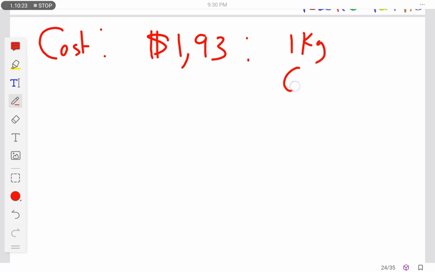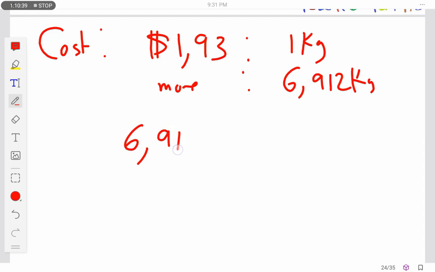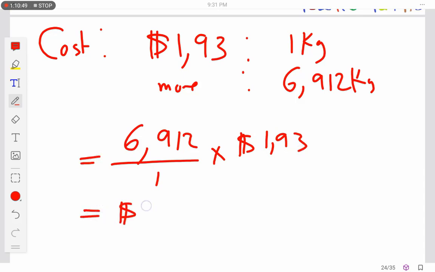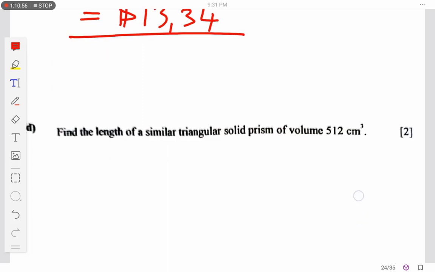What about when we have 6.912 kgs? This means they are going to cost more dollars, isn't it? So when they are more, we simply take the bigger one at the top. So I have, this is ratio or proportion, 6.912 over 1 times the amount, which is 1.93. So if I multiply, I'm going to get myself $13.34. So that is the cost, guys. Let's move on to the last part of the question.